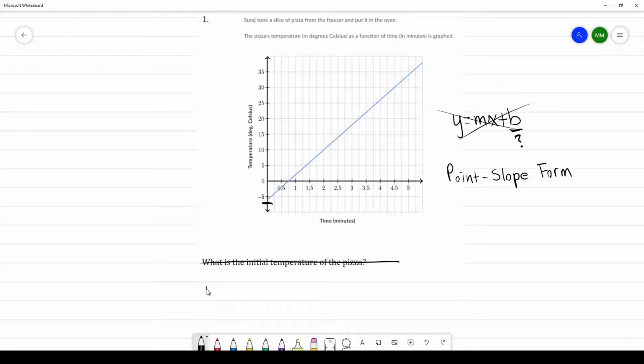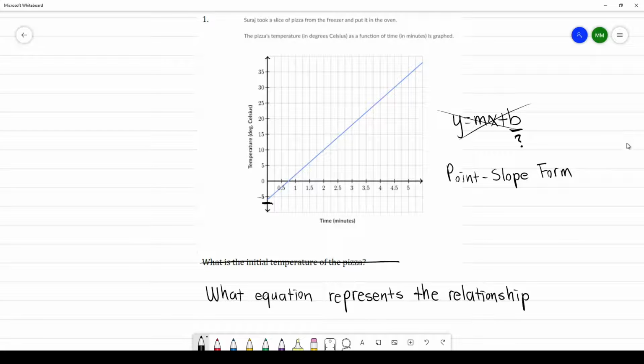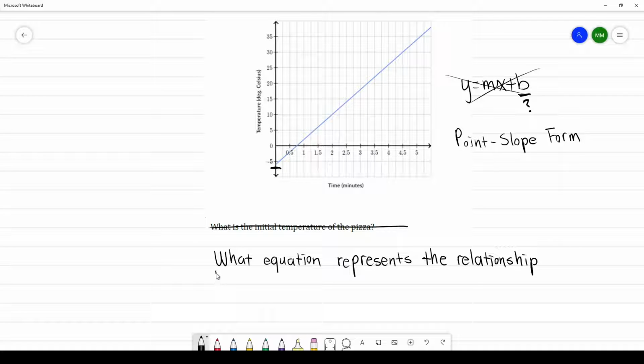The first question should be: what equation represents the relationship between time and temperature of the pizza?